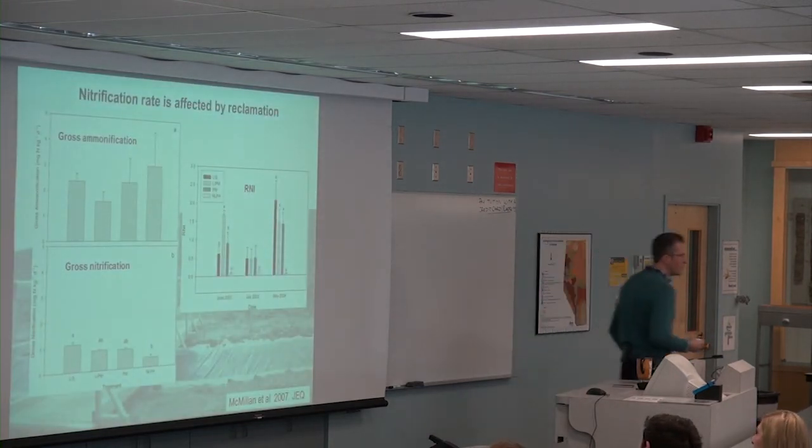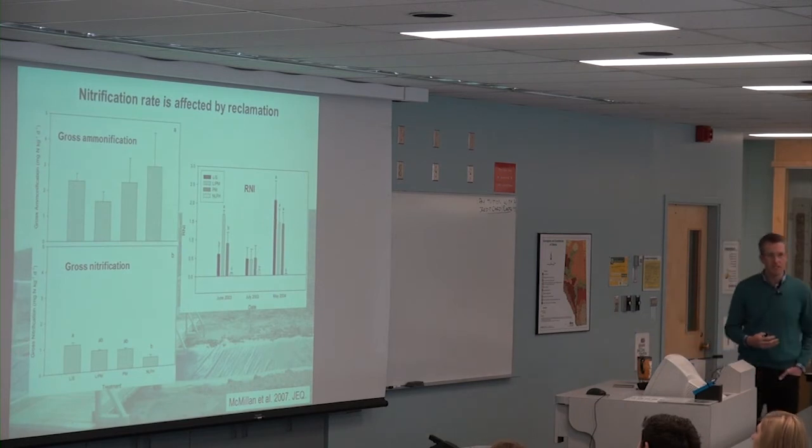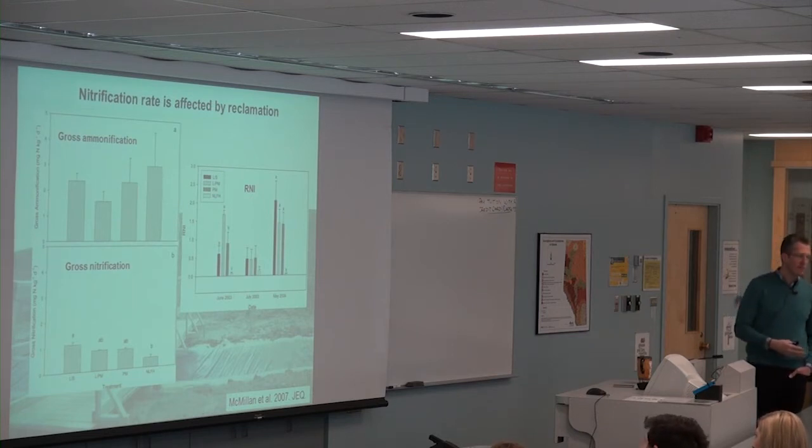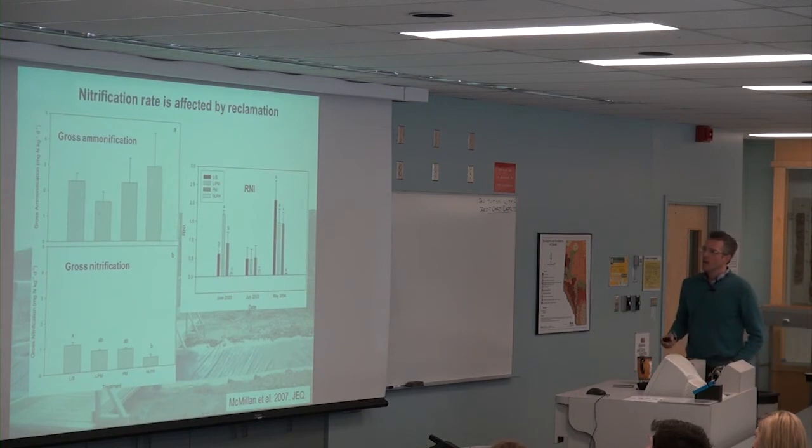What happens when we heavily disturb these ecosystems and then we rebuild soil profiles? What happens in terms of nutrient availability as one of our key ecosystem processes affected by disturbance? And so specifically here, we're looking at nitrification. We have gross ammonification, we're looking at gross nitrogen mineralization. We have gross ammonification here and gross nitrification on the bottom.